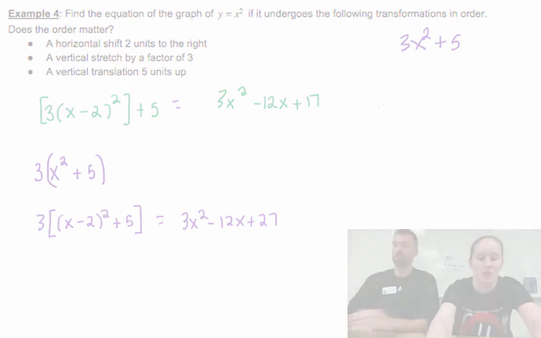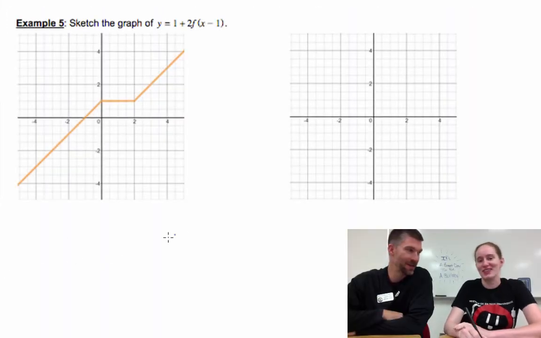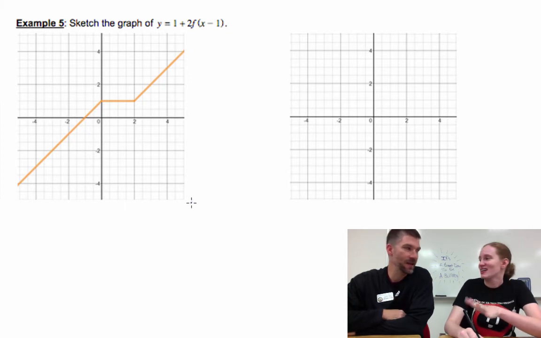Right. Yep. This is going to be so great. Example 5. We're going to sketch the graph. You didn't even let me. No, it's going to be great.